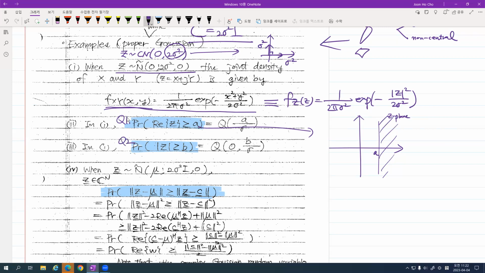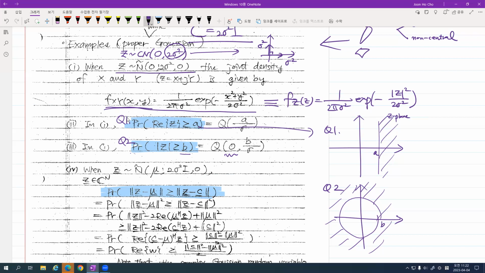Now, the second case. Same figure, but a little bit different. What? The radius is B, and you want to compute the probability that Z is realized in this region. So you use Markham's Q function. Got it? Since the mean is 0, the first parameter is 0, and the second parameter is simply B divided by sigma. Got it?